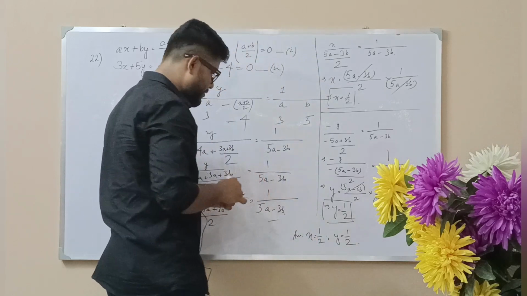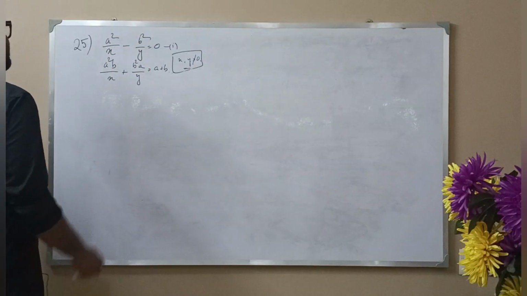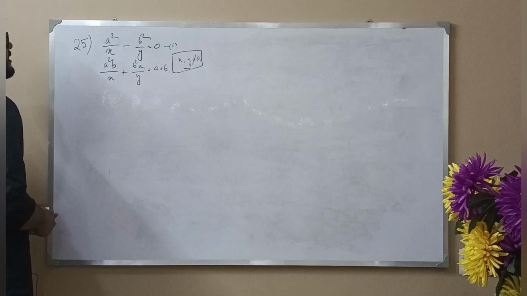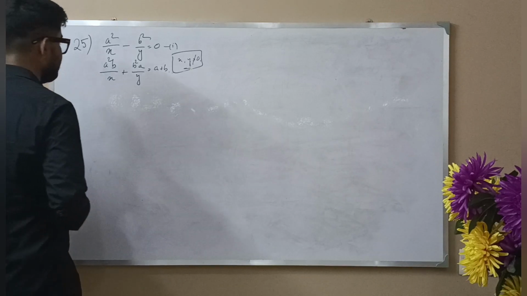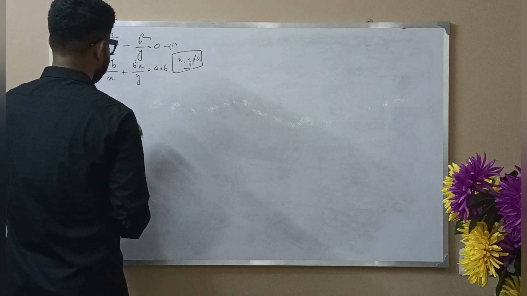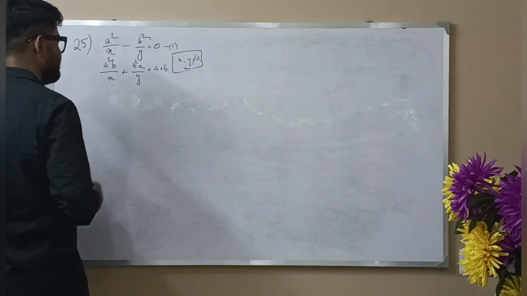Is it clear to all of you? The sum is very simple. Number 25 says a square x minus b square y equals 0, and a square b by x plus b square a by y equals a plus b.